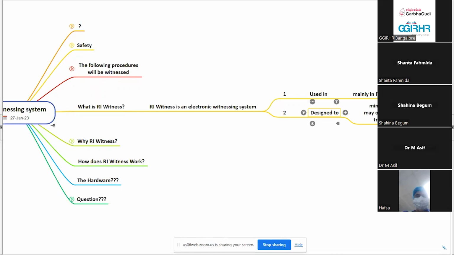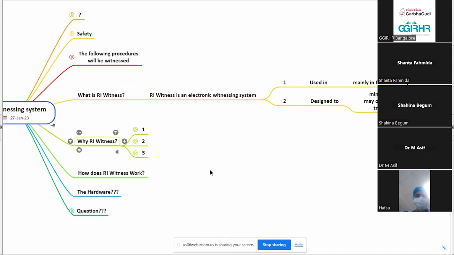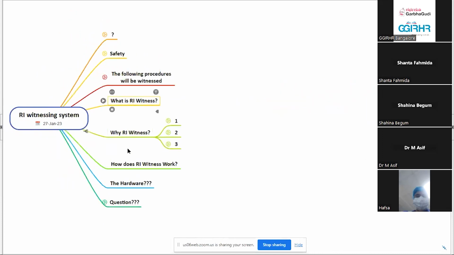When embryologists handle a large number of cases, there is a high chance of mixing them. So this RI system, by definition, is an electronic witnessing system used in the embryology IVF lab to minimize the errors. Now, why is the RI witnessing system important here? I have listed three reasons.